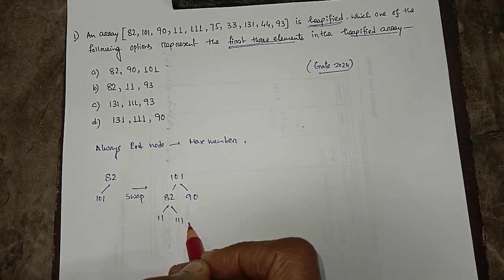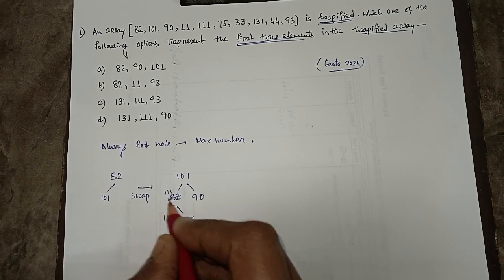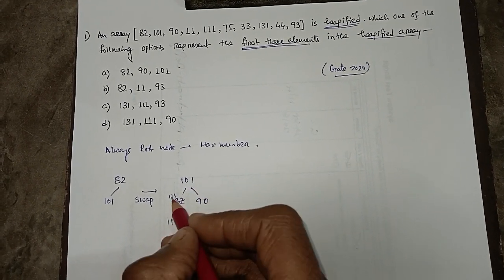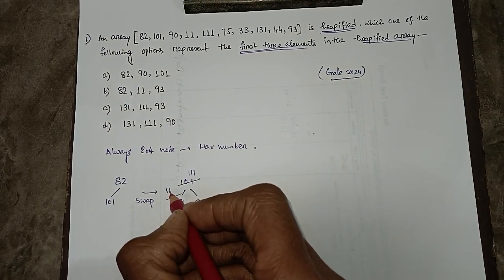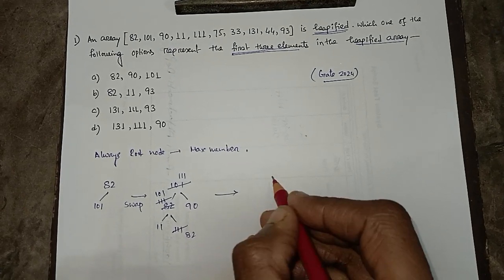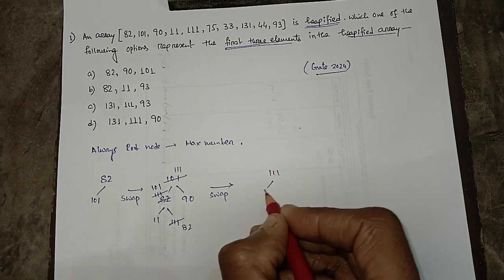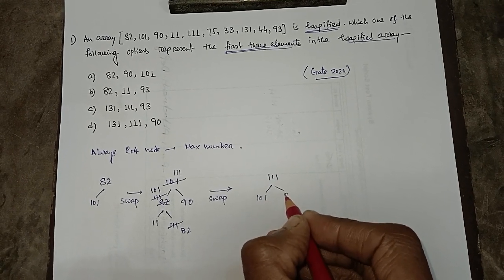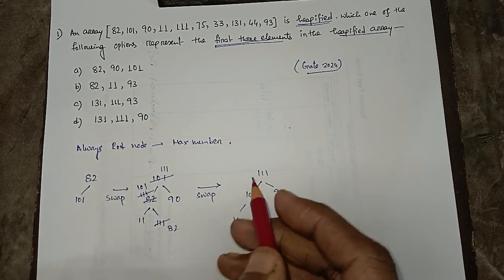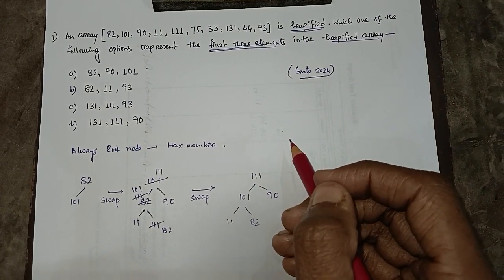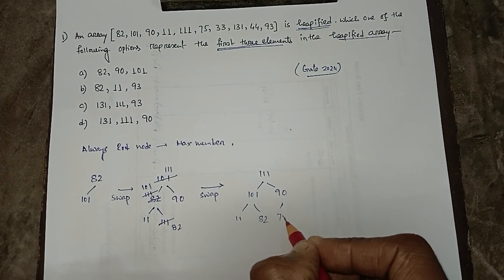111 is larger than 82, so swapping again. Then 101 and 111. 101 is smaller, so 111 goes here, and 101 goes here. So now the heap looks like 111, 101, 90, 11, 82. Then we insert 75.